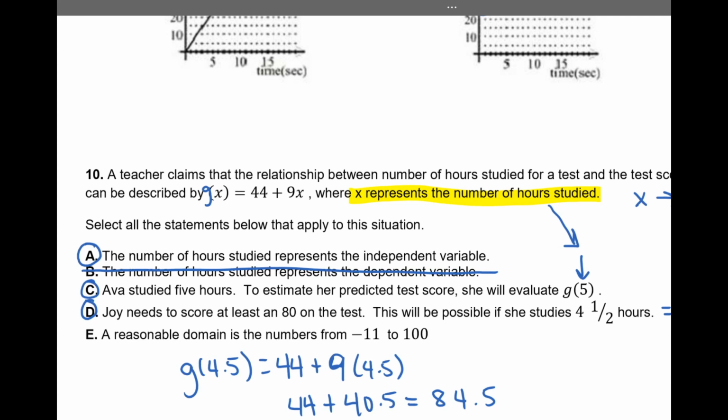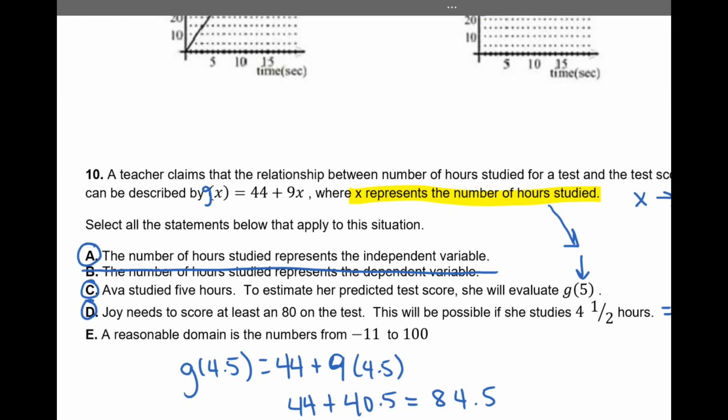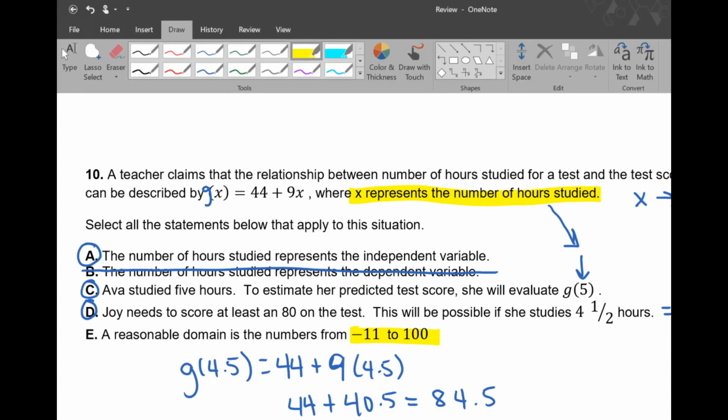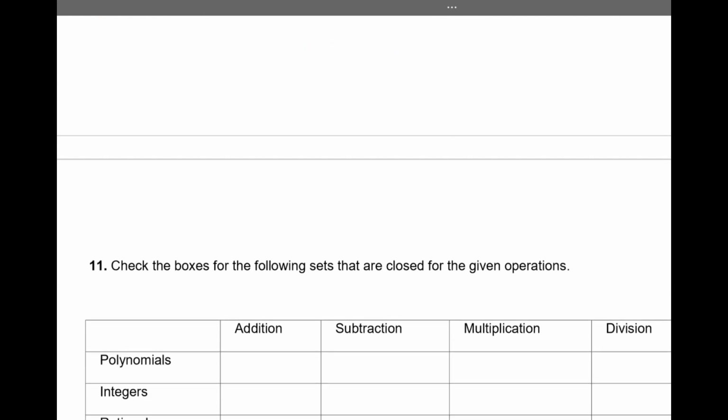And the last question, a reasonable domain. Domain is the same thing as input. So we would be talking about hours. So a reasonable domain is -11 to 100. Well, I don't think that's correct, because can you study negative hours? No. As much as you don't pay attention, that's still not negative, because there is no such thing as negative time. All right. Okay.